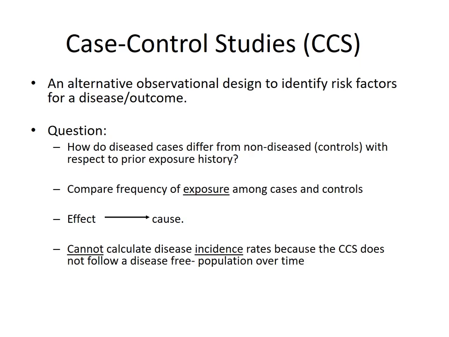Case control studies are an alternative observational design to identify risk factors for a disease or an outcome. The question is, in this design, how do disease cases differ from non-diseased controls with respect to prior exposure history? We compare the frequency of exposure among cases and controls. We start with the effect and go back to the cause. We cannot calculate disease incidence rate because case control studies don't follow the disease-free population over time. Okay?